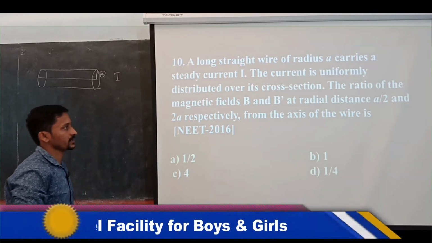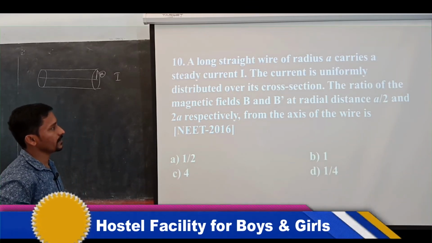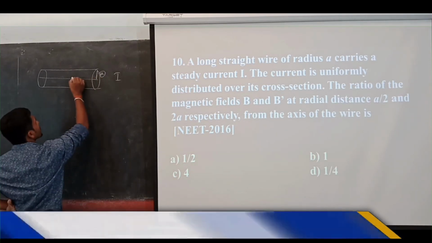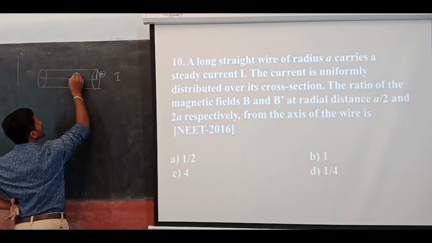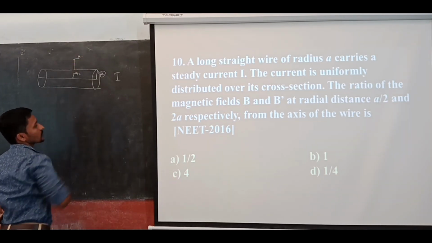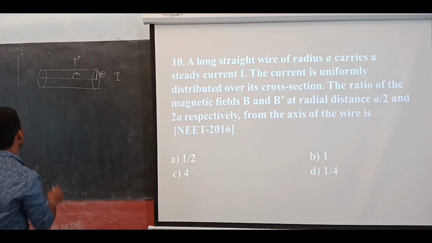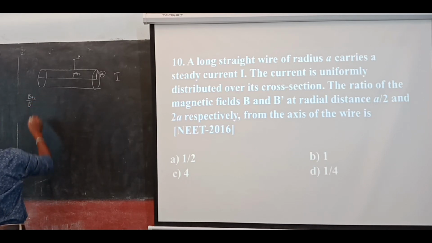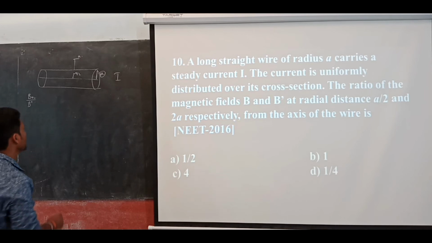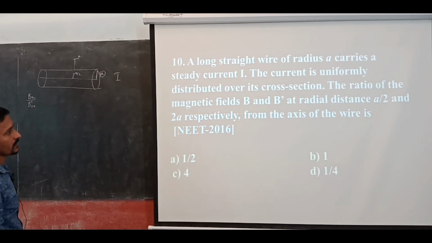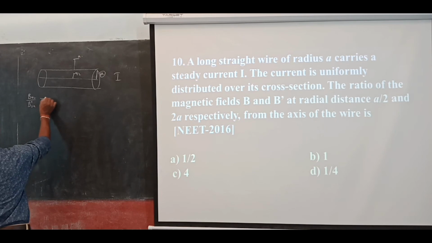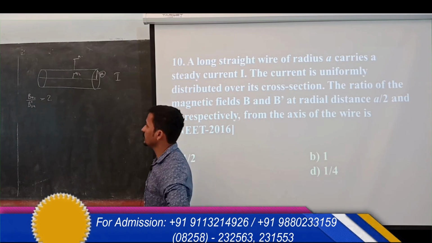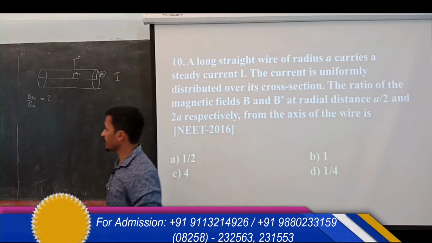The current is uniformly distributed over the cross section. Okay, uniformly distributed. The ratio of the magnetic field B and B dash at a radial distance A by 2 and 2A. A by 2 is somewhere here and 2A is out here. So that is B and B dash. B is nothing but for A by 2, right? And B dash is nothing but for 2A from the axis of the wire. So this you have to find out, B at A by 2 and B at 2A. Now how can you write it down?